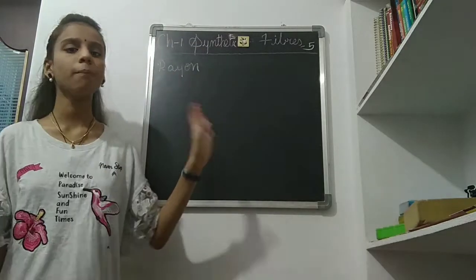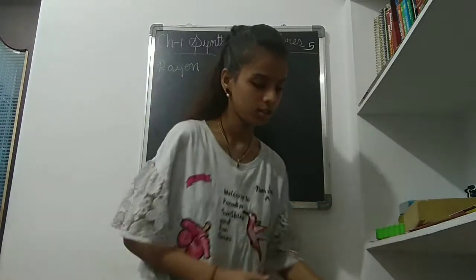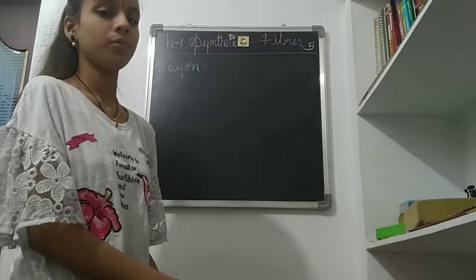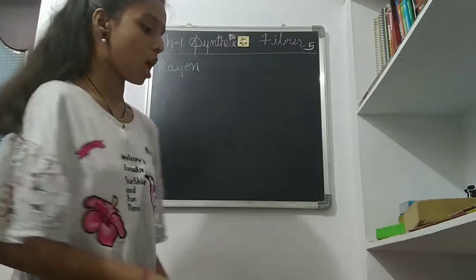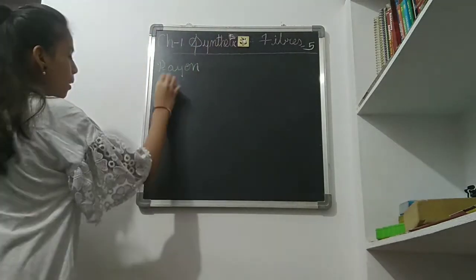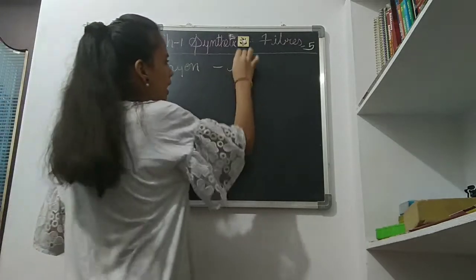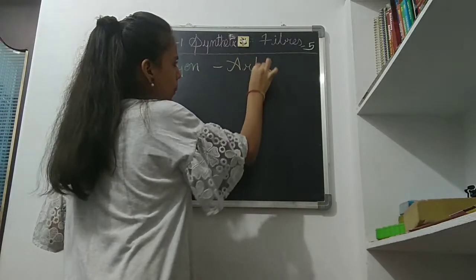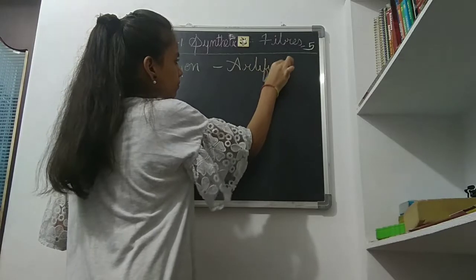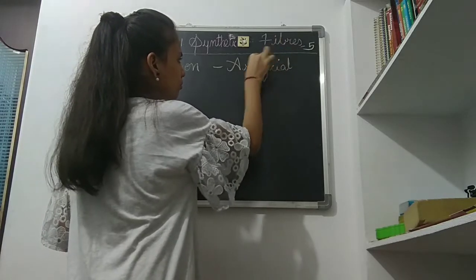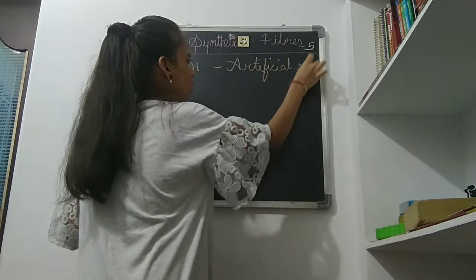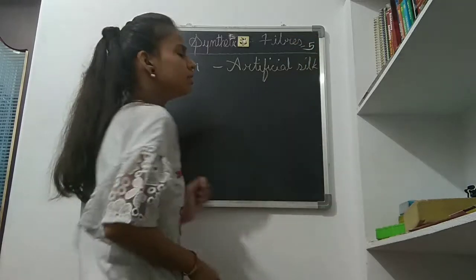Let us start from rayon. Can you people see? Okay, let us start from rayon. What is rayon? Rayon is also called artificial silk. Why is rayon called artificial silk?